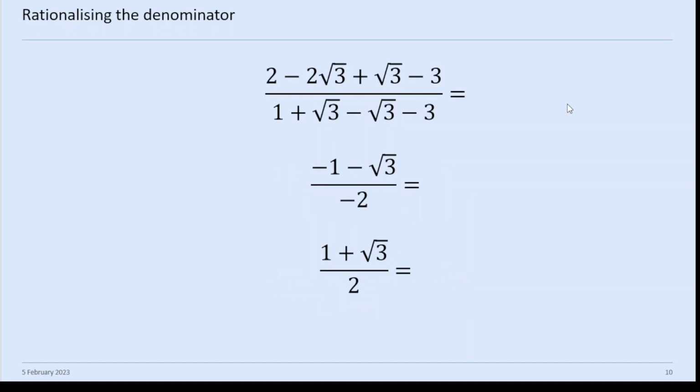So what's interesting is on the top, you get minus 1 minus root 3. On the bottom, you get minus 2. So if we just cancel all the minus signs, divide the top and bottom by minus 1, get rid of all the minus signs, that ends up as 1 plus root 3 over 2.